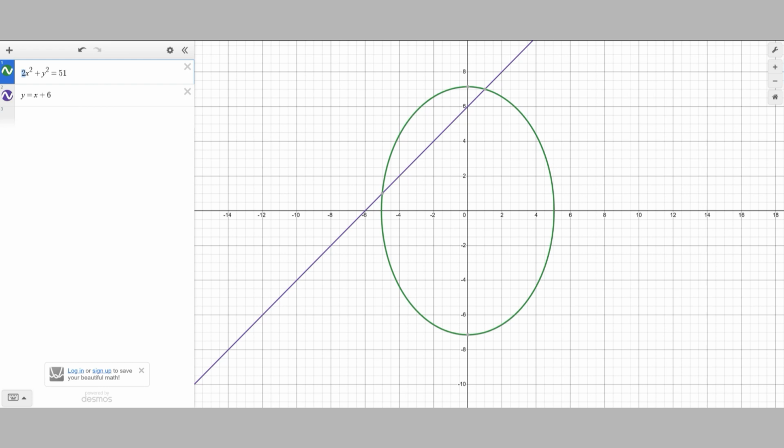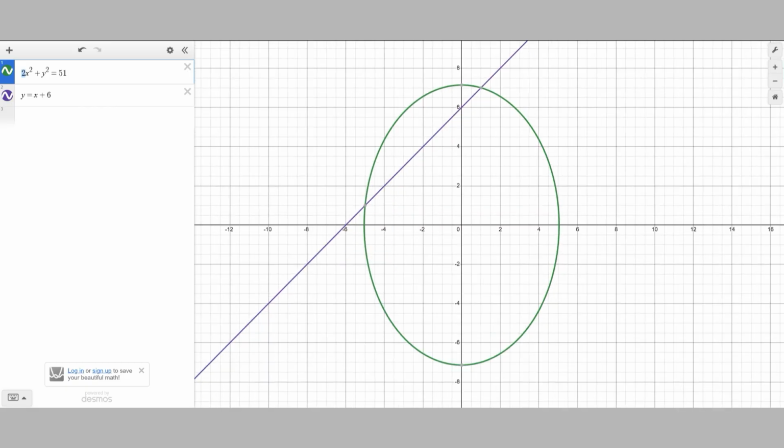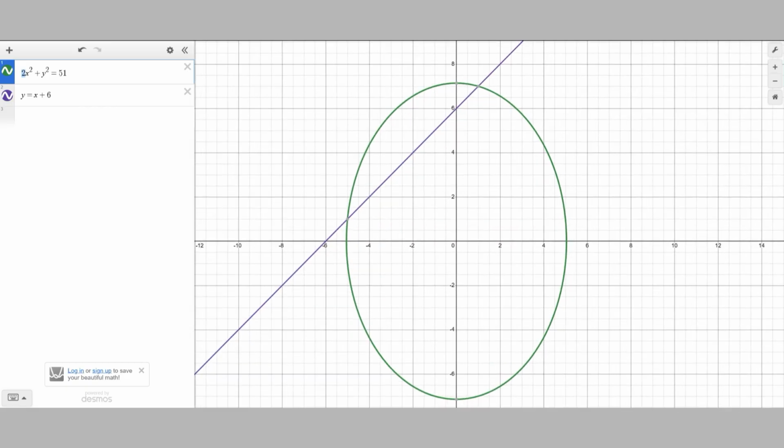Looking at the graph, we can see the line cuts through the ellipse in two places. One on the right side of the y-axis and one on the left. Now from earlier we solved this algebraically and got x equals 1 and y equals 7. Look at it, x equals 1, y equals 7. And x equals negative 5, y equals 1. And look, both of these coordinate points match perfectly with the intersection points on the graph. The line hits the ellipse exactly at those two coordinates.